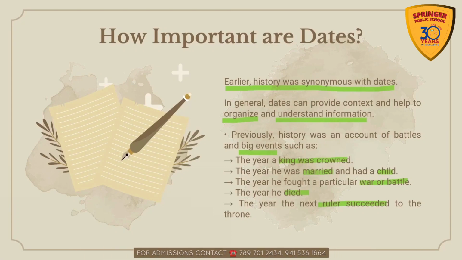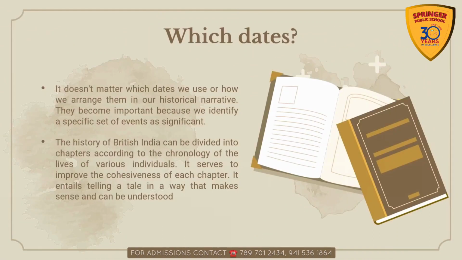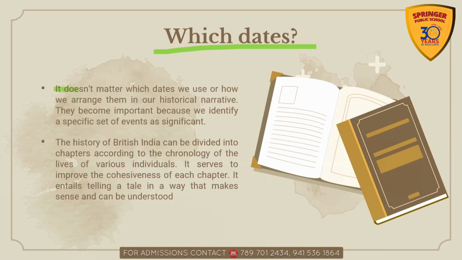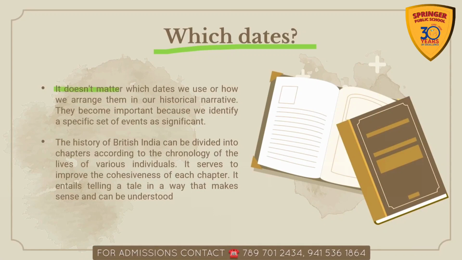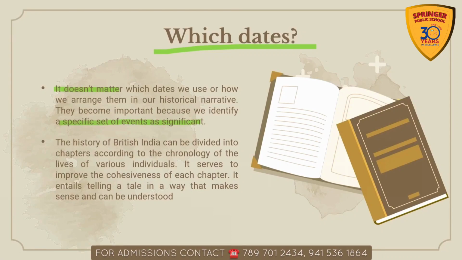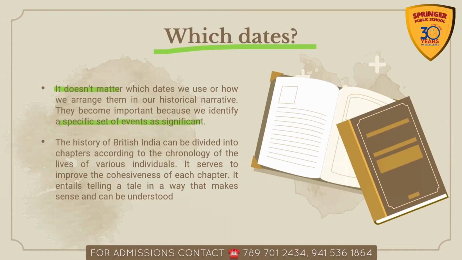So, after that, the question arises: which dates, right? Which dates are important? Dates are important because of the choices we make and the stories we construct about the past. Dates are important because of the importance of certain events. The chronology of different people's lives marked different chapters in British Indian history. This is necessary to make sure the chapters are consistent. It is to tell the story in a way that makes sense and is traceable.